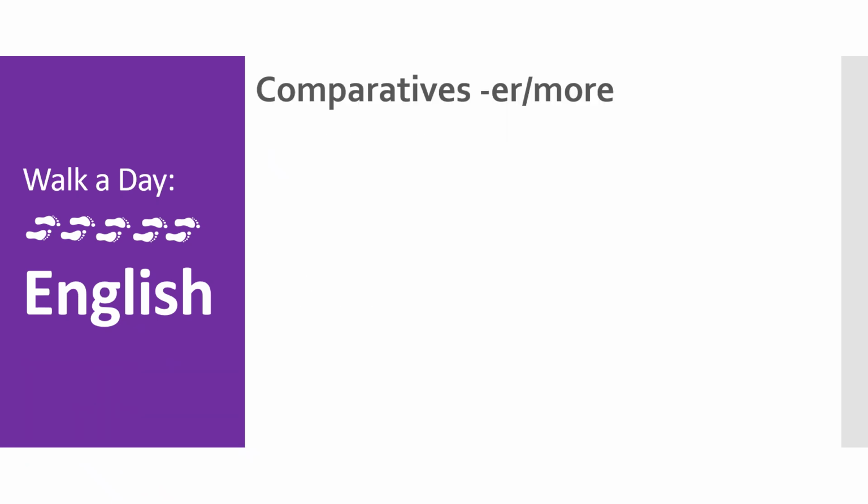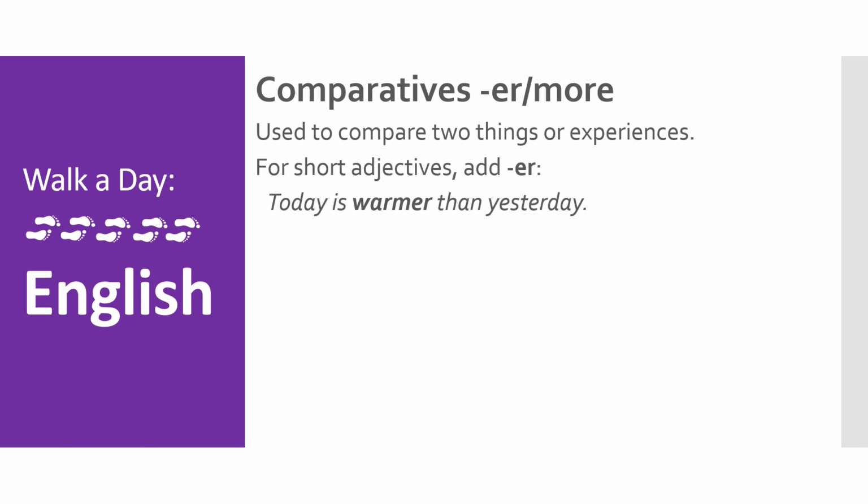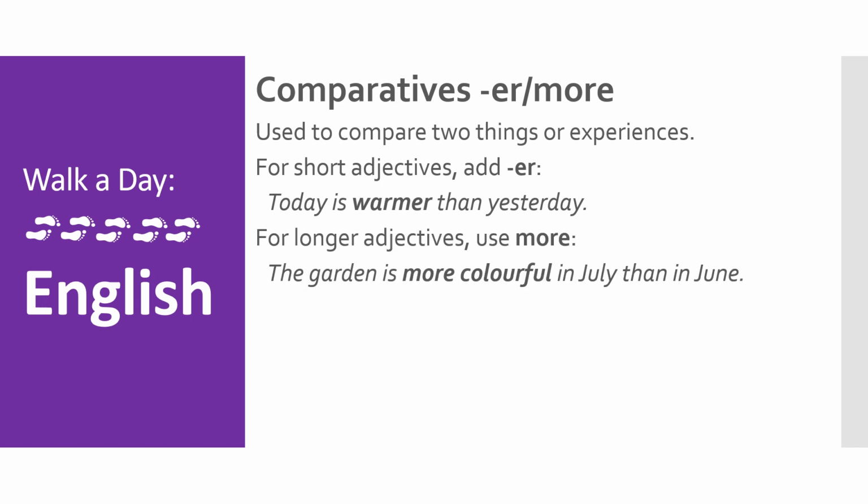Now, let's take a look at comparatives. These are words we use to compare two things or two experiences. So for short adjectives, we're simply going to add ER. Today is warmer than yesterday. If the adjective is a little bit longer, we're going to use more. So the garden is more colorful in July than in June.